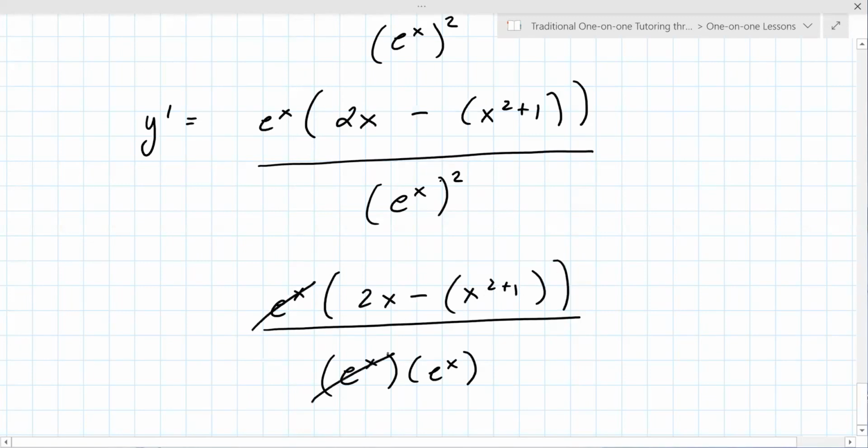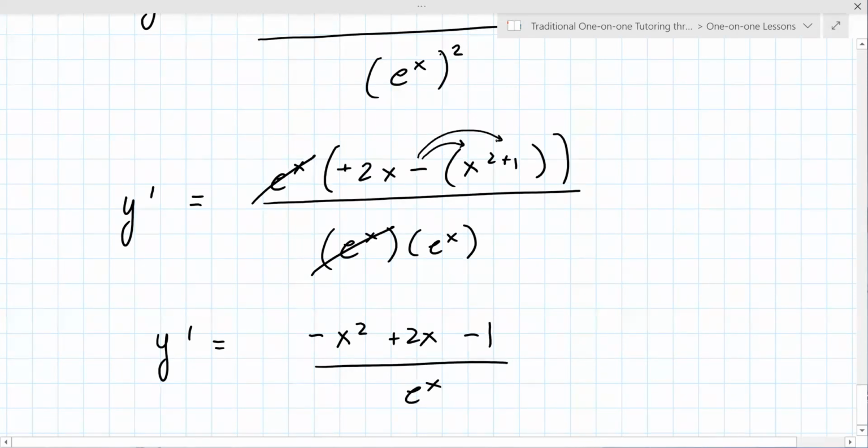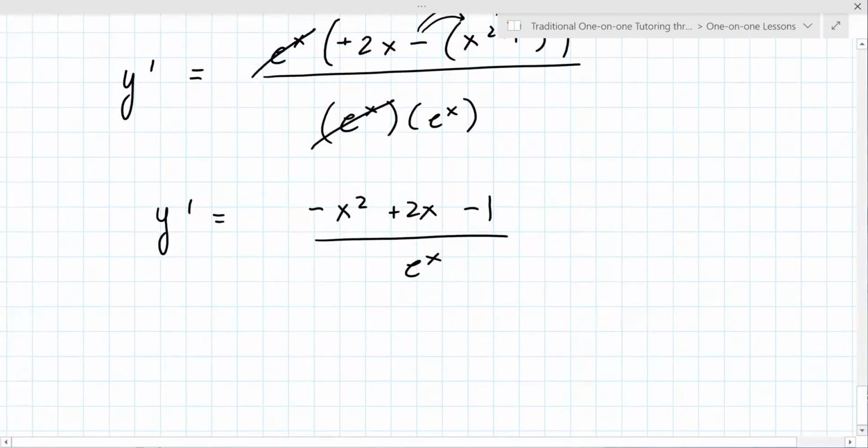Okay, so this cancels with one of those. Your derivative is now just this part up top, which we can distribute the negative into, so we get negative x squared plus 2x, because that's positive, minus 1 over e to the x. This negative goes into both of these. Plus 1? No, negative 1. Okay. Negative goes to both, yeah. And the 2x, okay. Right, okay.